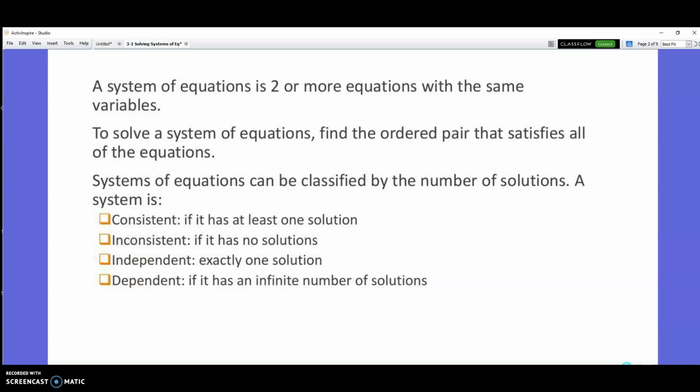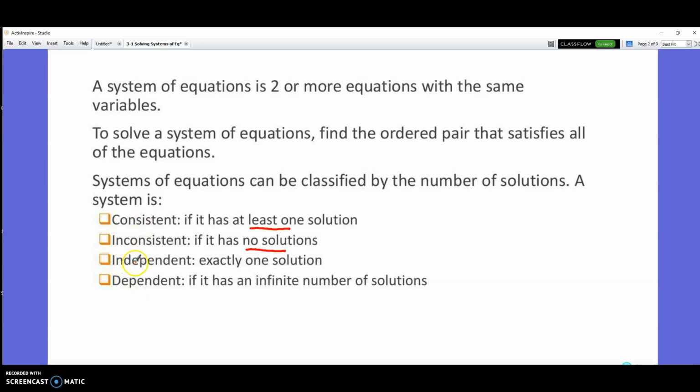It's going to be classified as consistent if there is at least one solution. So it could be one solution, it could be more than one solution, but if it has a solution, it's consistent. If it's inconsistent, then it has no solutions. So it can only be one or the other.